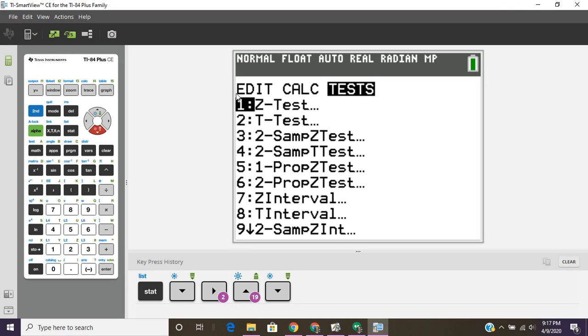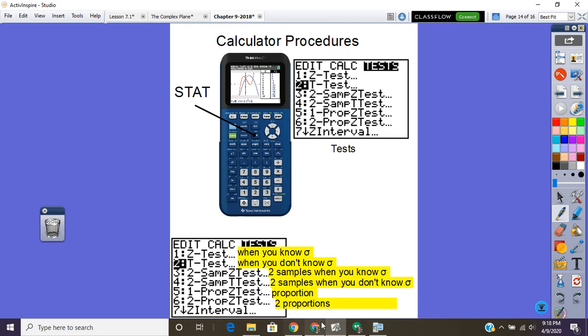And what do these things mean, this 1 through 6? Well, it breaks it down right here. We'll use test 1 when we know sigma. We'll use test 2 when we don't know sigma. We'll use test 3 if we're given 2 samples and we know sigma on both of them. We use test 4 if we have 2 samples and we don't know sigma on either one. We use test 5 if we're just given 1 proportion that we're testing. And we'll use test 6 if we're given 2 proportions to be testing.